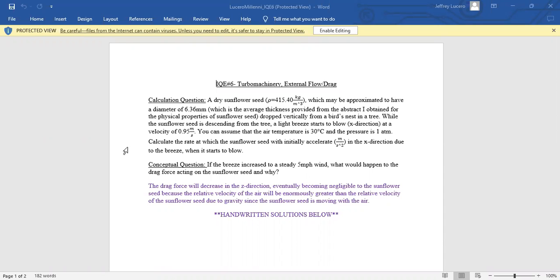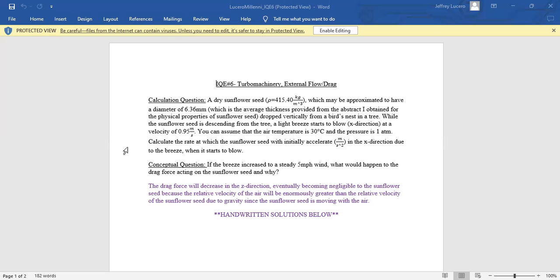You can assume that the air temperature is 30 degrees Celsius and the pressure is 1 atmosphere. Calculate the rate at which the sunflower seed will initially accelerate, in meters per second squared, in the x direction due to the breeze when it starts to blow. The conceptual question: if the breeze increased to a steady 5 miles per hour wind, what would happen to the drag force acting on the sunflower seed and why?